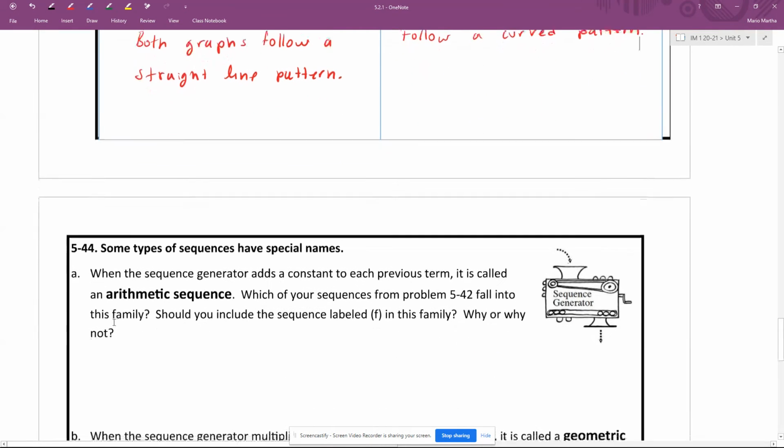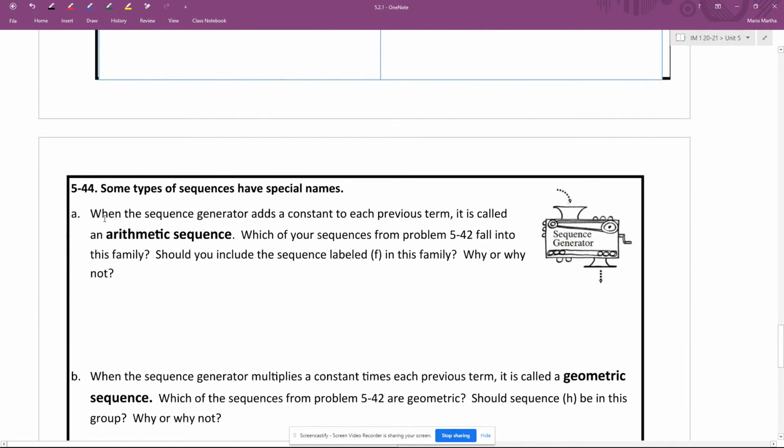All right, so question 544. Some types of sequences have special names. So again, when the sequence generator adds a constant to each previous term, it's called the arithmetic sequence. Again, we've been talking about those, right? So this is just to give you guys a refresher. Which of the following sequences from problem 542 fall into this family? Should you include the sequence labeled F in this family?